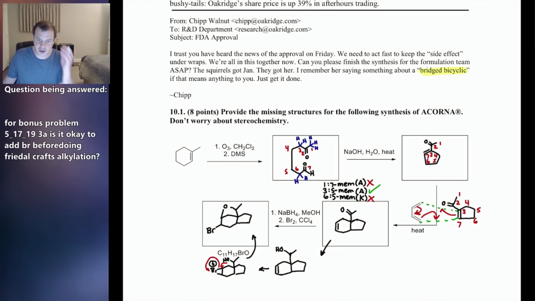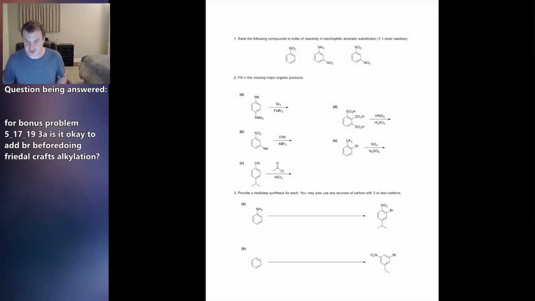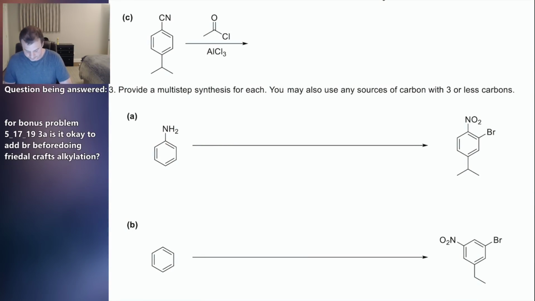For bonus problem 517.19.3a, is it okay to add Br before Friedel-Crafts alkylation? Let me just see which one that is. Bonus problems 517.3a. Yeah, the order of 1 and 2 and 3a doesn't matter for that one. Let me see if I can find that one. So that's this bonus problems here, and then 3a. Oh, no. The order does matter, right?